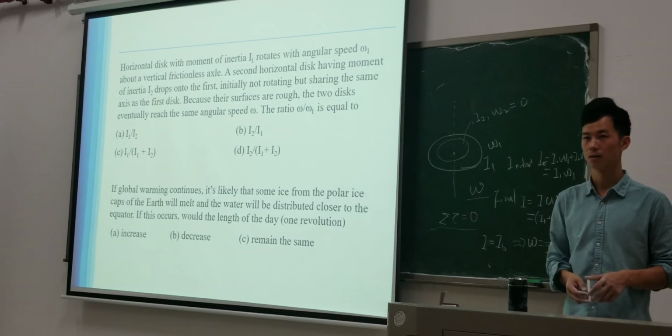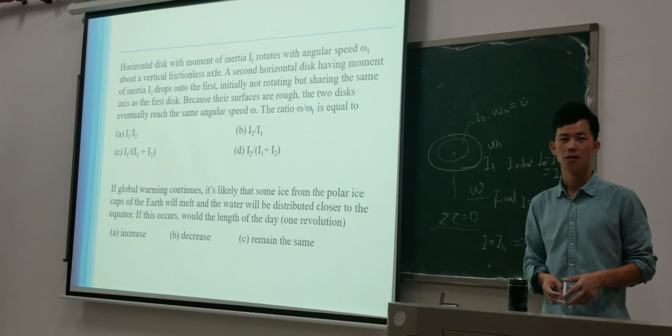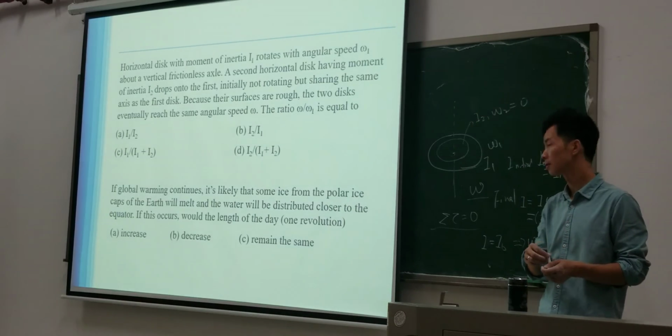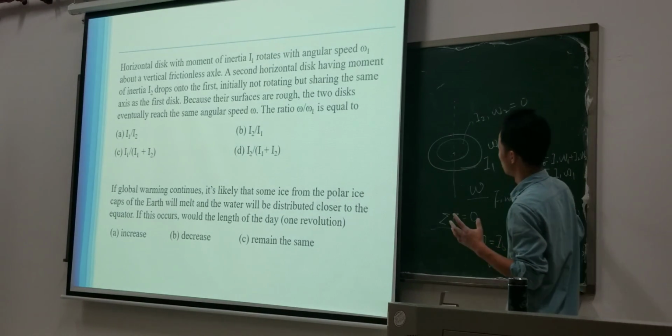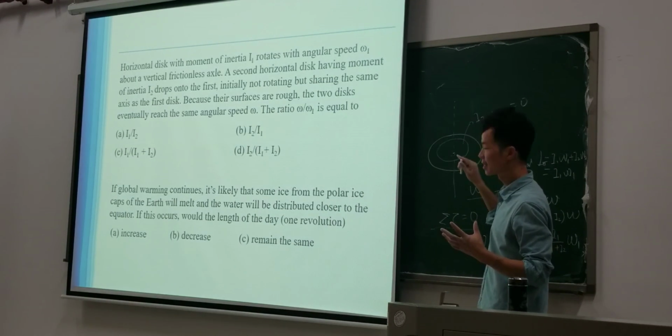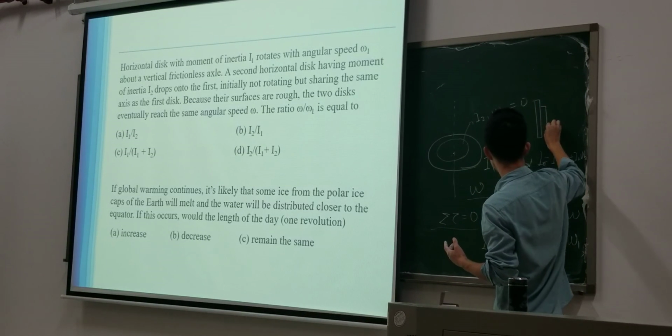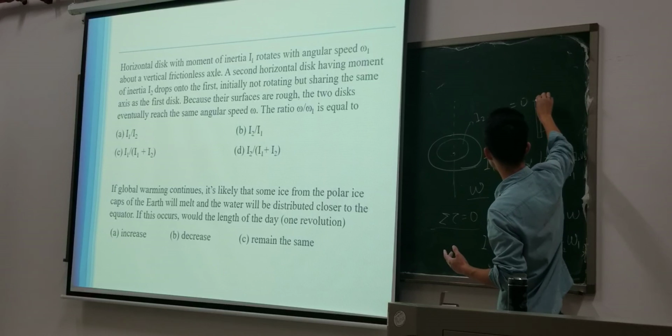So the answer is the third one, C. Do you understand that? Yeah. The other students, do you understand this problem? Mm-hmm. Because there is a system. The system is composed of two disks. This is a disk.